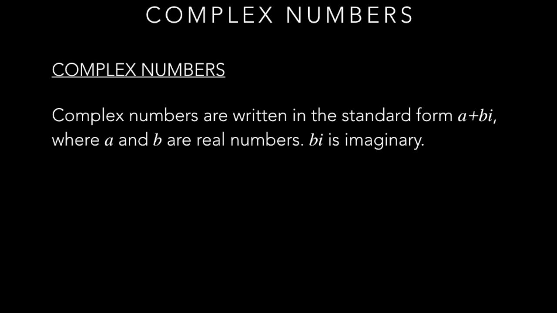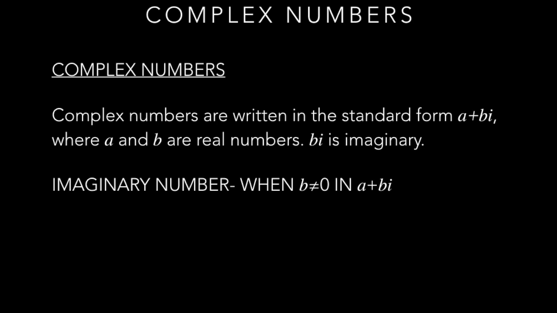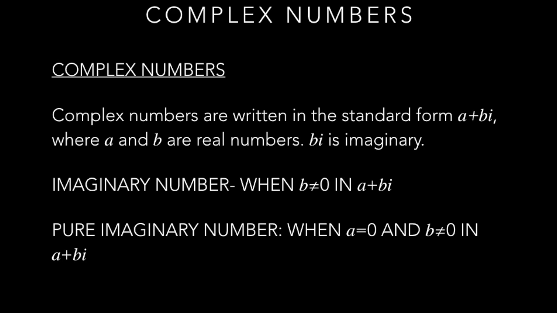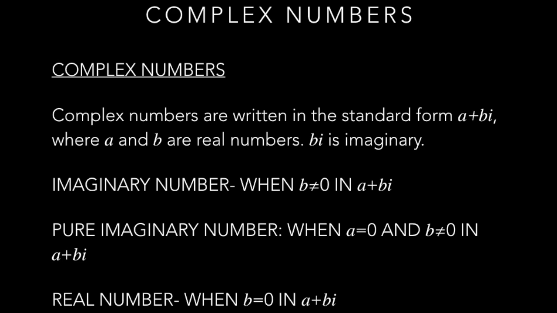Complex numbers are written in the standard form a plus b times i, where a and b are real numbers and b times i is imaginary. A number is an imaginary number when b is not equal to 0 in the expression a plus b times i. A number is a pure imaginary number when a equals 0 and b is not equal to 0. A number is a real number when b equals 0.